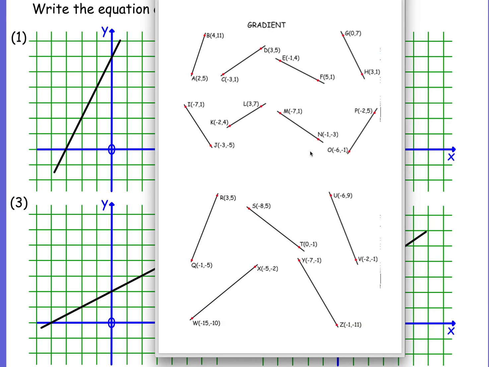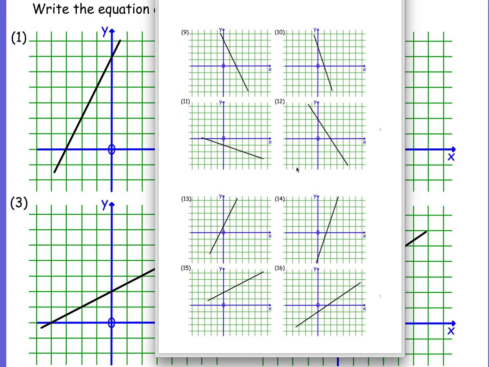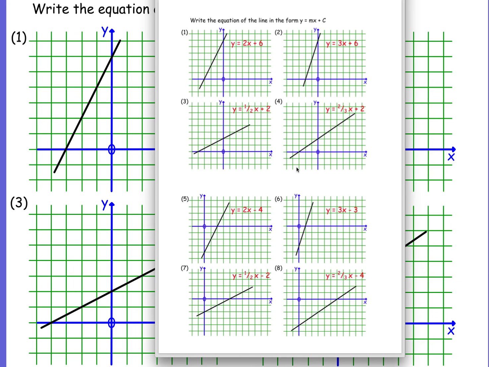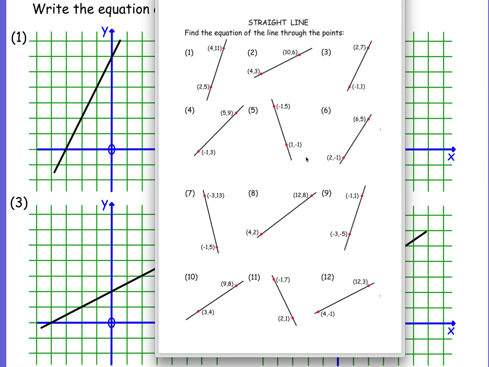This PDF from the first video had a gradient exercise with answers. That was in the first video. It also has this exercise, 16 questions to get the equation of the line, and it's got the answers with it. The next video will look at the straight line where you don't have the y-intercept. So cases like this, the line passes through 2 points. You have to get the equation of the line, but you don't have the y-intercept.